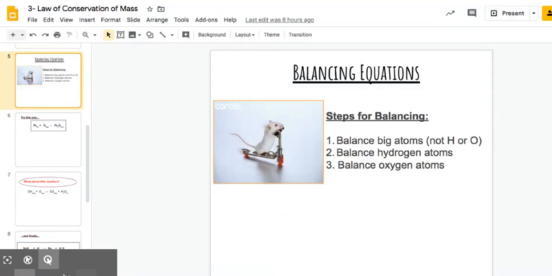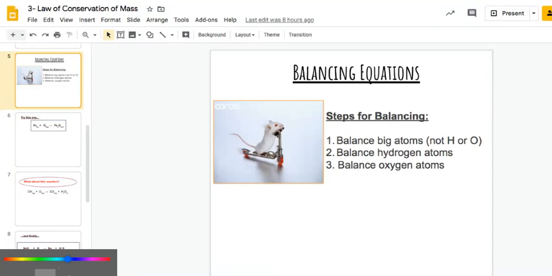Okay, hey guys, so we are going to give this a go. We are going to do a little recap on balancing equations. I know it's been a little bit, so just a little reminder, we balance equations because we follow the law of conservation of mass. So we need the reactants side to equal the product side in amount of atoms.